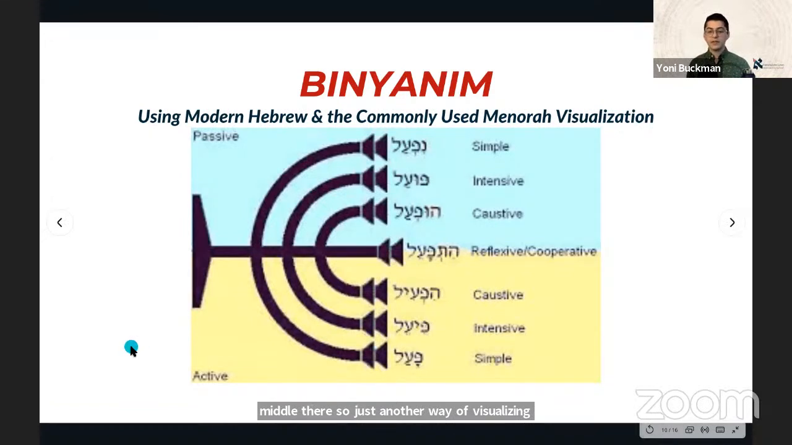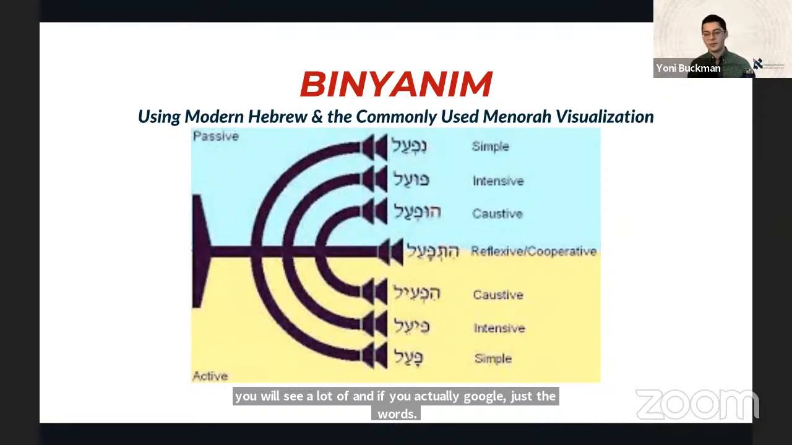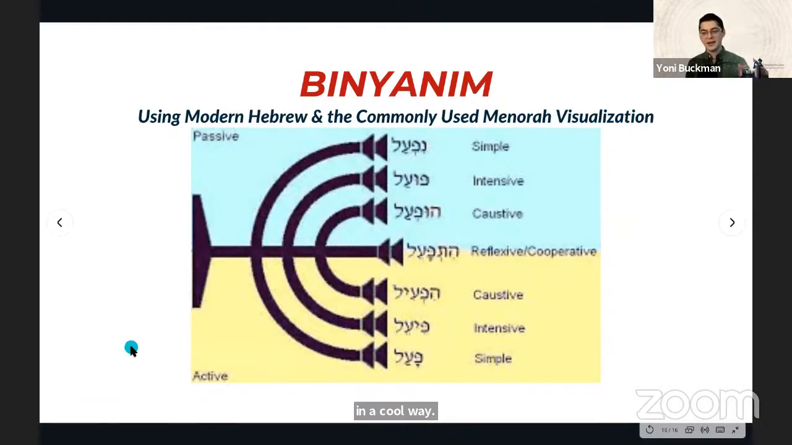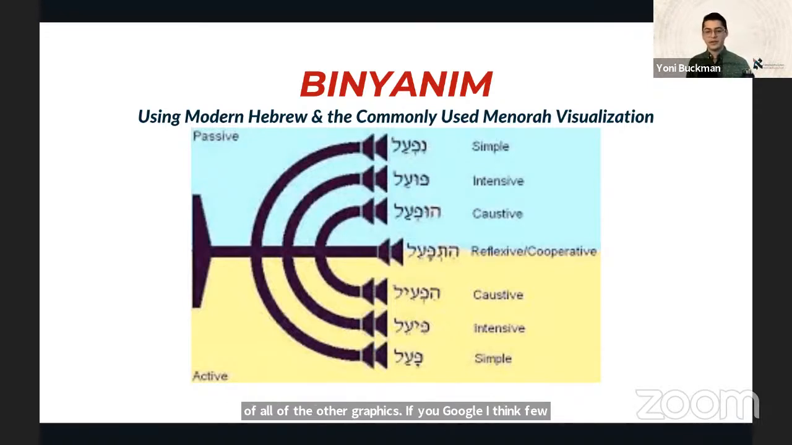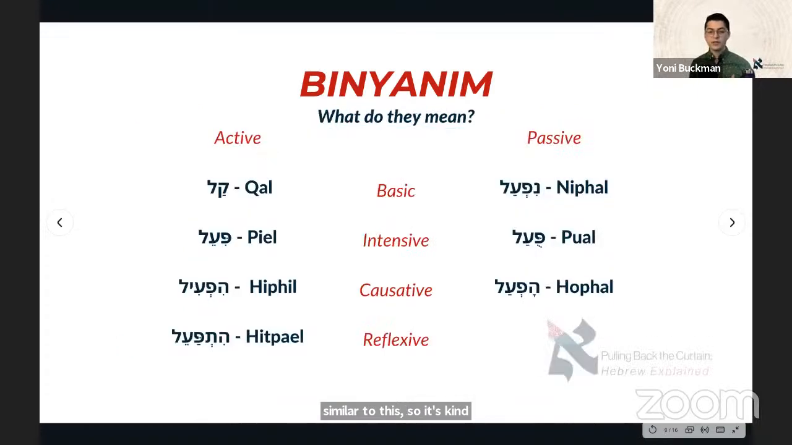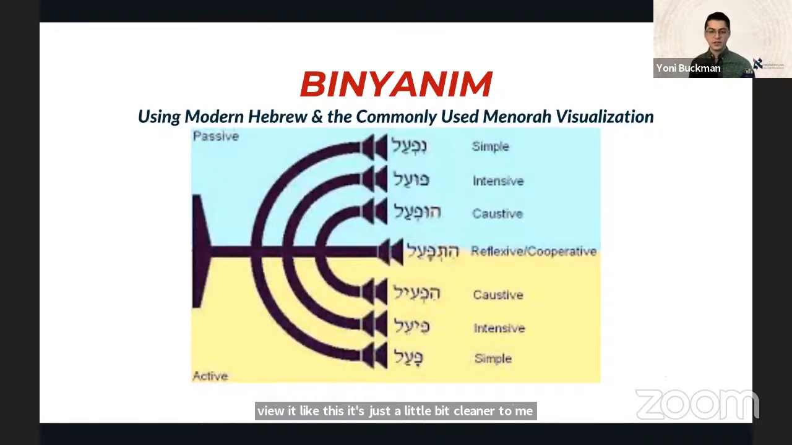If you Google just the words binyanim menorah, you'll see a lot of people try to make this in a cool way. Instead of me just adding another graphic on top of all of the other graphics, if you go to the Wikipedia page for Hebrew verb constructions, they probably will also show something similar to this. So it's a clear way of doing it. For my use, I usually like to view it like this. It's just a little bit cleaner to me, but a lot of people like the visual. And when you have something that's in groups of 7 like this, Jewishly, you have the menorah at your disposal as a nice way of visualizing it.